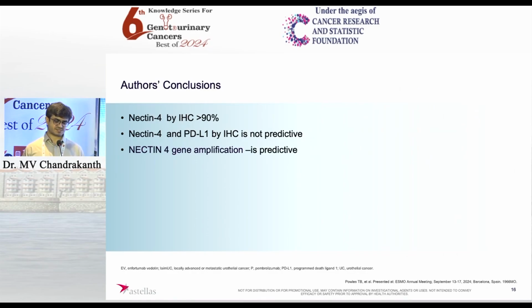So the conclusion is Nectin-4 by IHC is seen in 90% of urothelial carcinoma cells, and Nectin-4 and PD-L1 by IHC are not predictive of response to immunotherapy or Pembro EV. So they are not biomarkers to decide whether to give Pembro EV or not. However, Nectin-4 gene amplification is predictive of excellent response to Pembro EV.